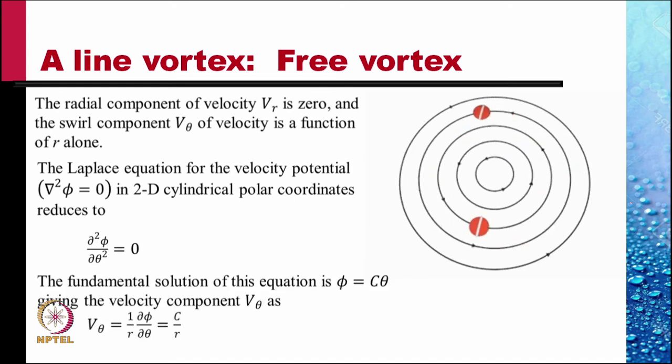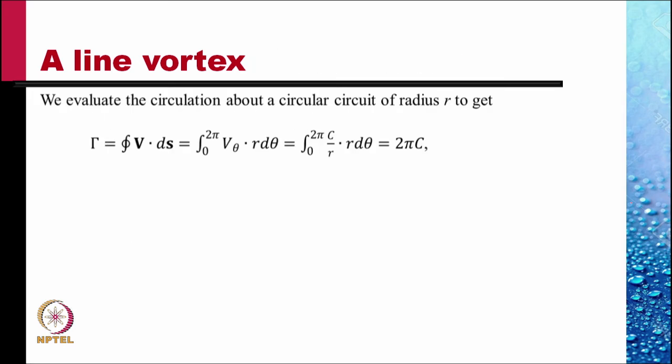And the fundamental solution is phi is equal to c theta up to an arbitrary constant, which gives the velocity component v theta as 1 over r del phi by del theta, which is c divided by r. So the swirl component of velocity is inversely proportional to r. Fastest at the center and slowest outside.